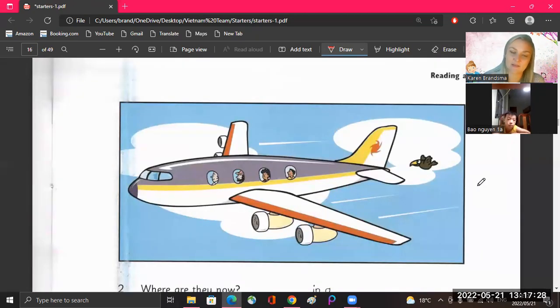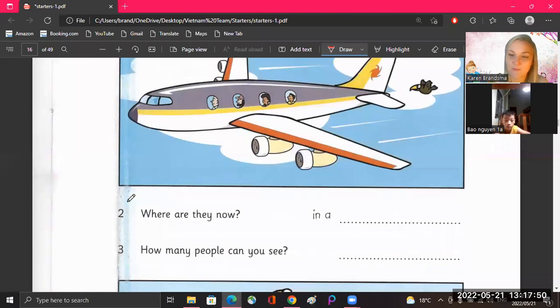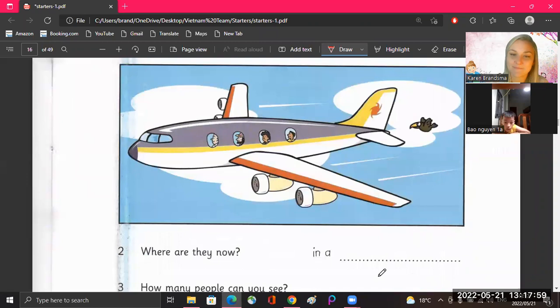Let's look at this picture. What can you see? I can see a plane. Yes, and how many people? Four people in the plane. Okay, very good. Let's look. Number two. Where are they now? In a plane. Yes, very good. P-L-A-N-E.